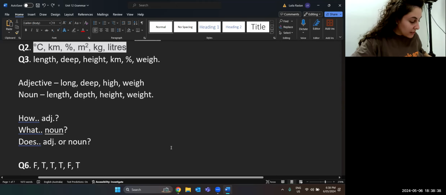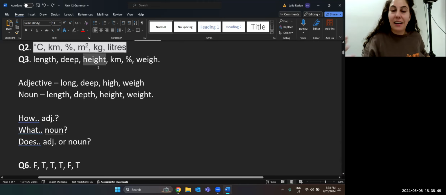Sweden has the tallest men and women in the world. What is their average height? Remember, we use "what" with a noun. What is the average height? What is the height of the tallest person in the world?